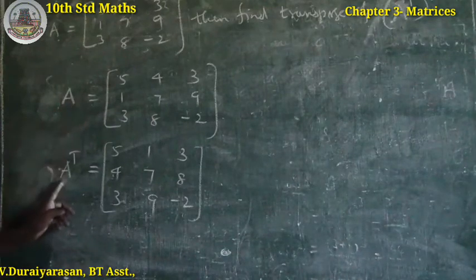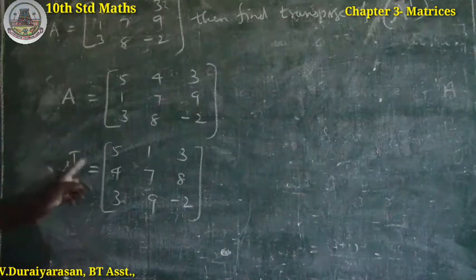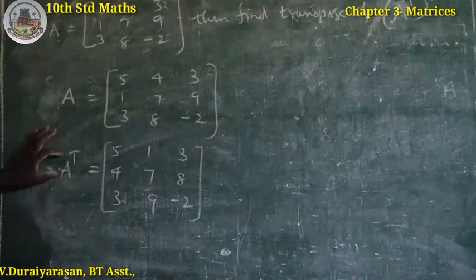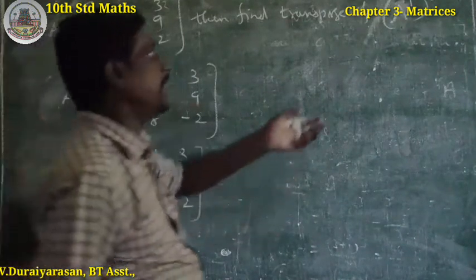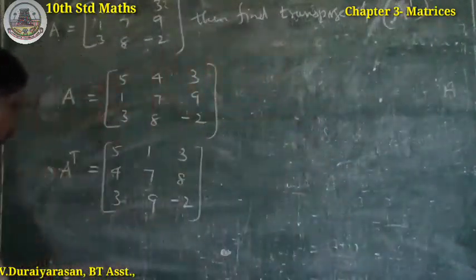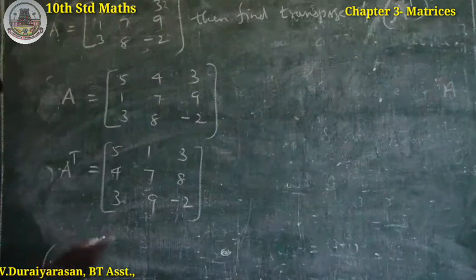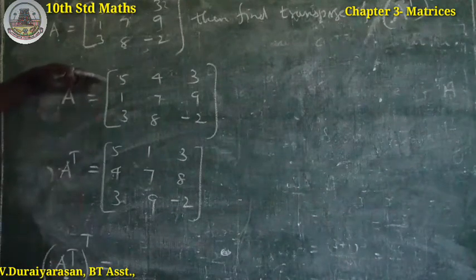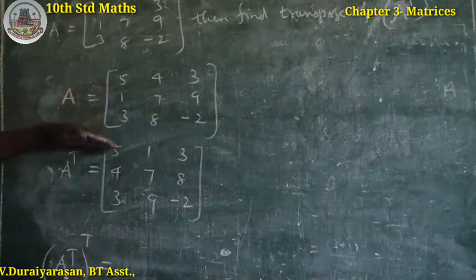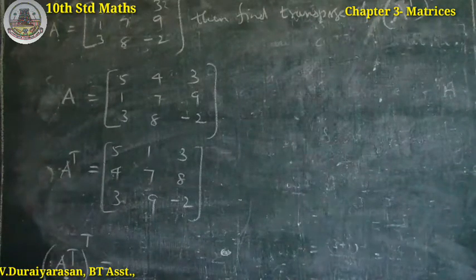Transpose of A is denoted by A power T. First find A transpose, then again take the transpose of A transpose. One more time, change the row to column. A transpose, whole transpose: first the given matrix A, next transpose of A, next one more time transpose of A transpose.